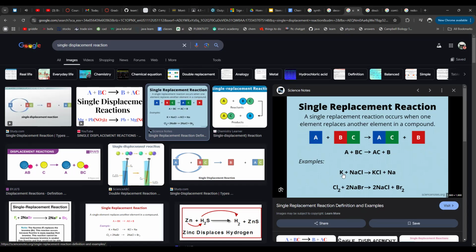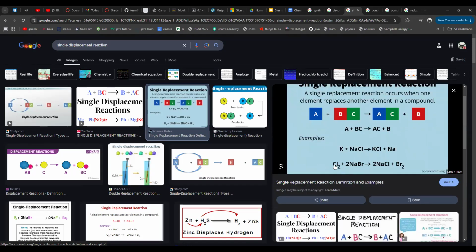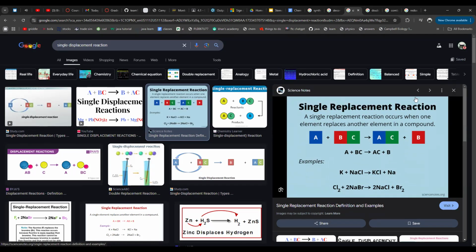You can see here that the potassium is subbing out for the sodium, right? And now it's KCl and Na. And again, you can see this works with diatomic molecules, different kinds of compounds, all that stuff. Cl2 plus 2 NaBr. You can see the Cl2 still subbing out the bromines. That's the basic structure of single displacement.